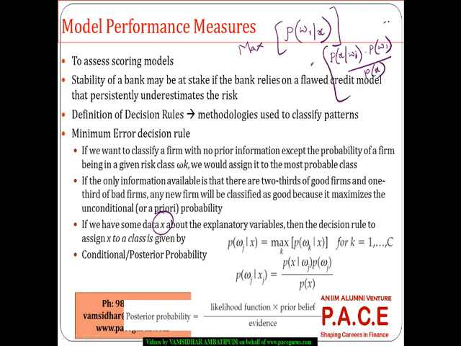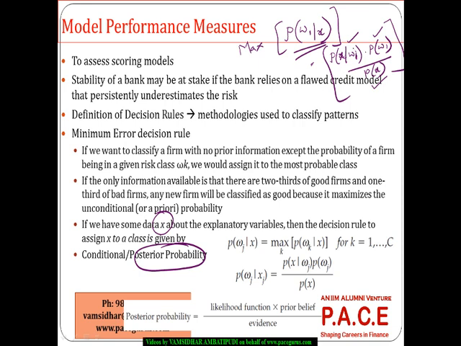Using the Bayes theorem, I can find out the probability of W1 given X. This is what we call the posterior probability. The posterior probability comes out as the prior probability, the probability of W1, divided by the evidence, multiplied by the likelihood function. The likelihood function is the probability of x occurring given wi.